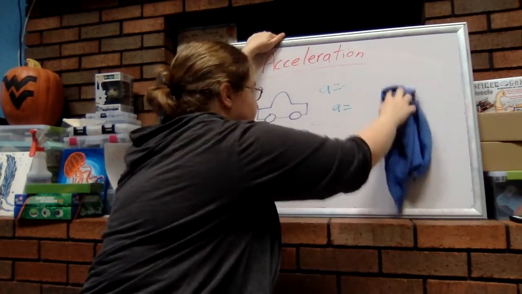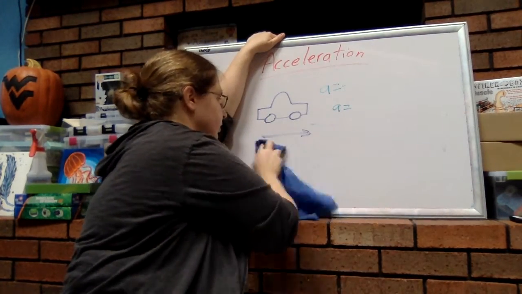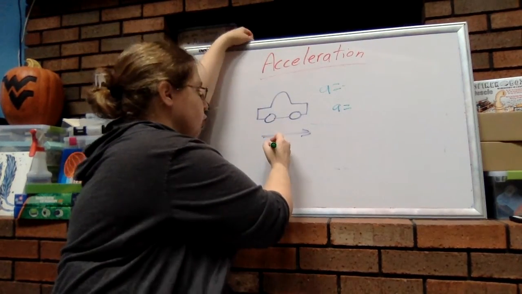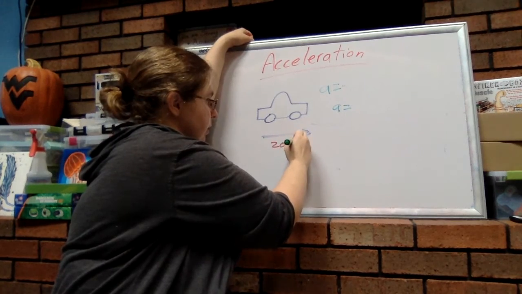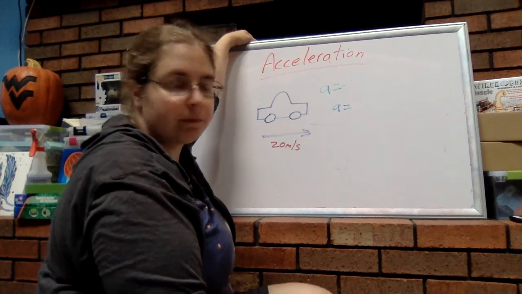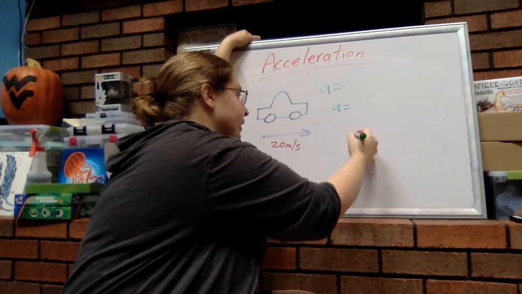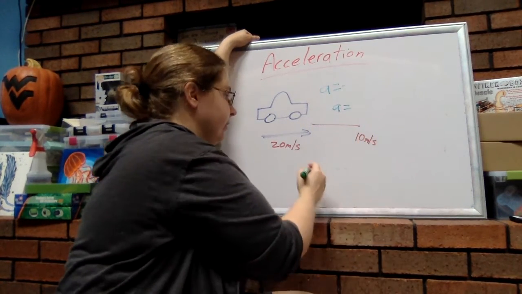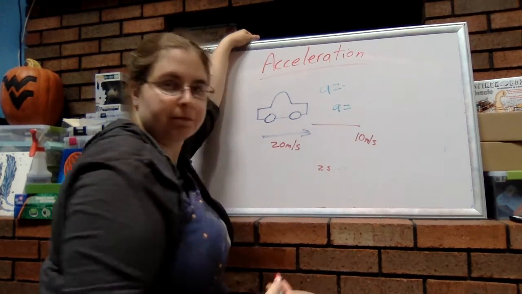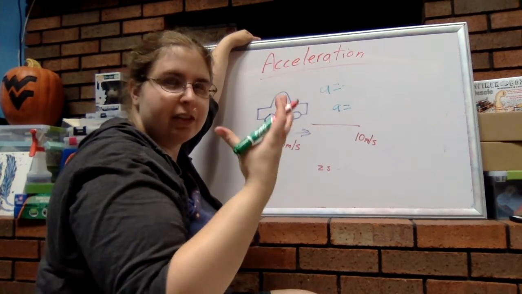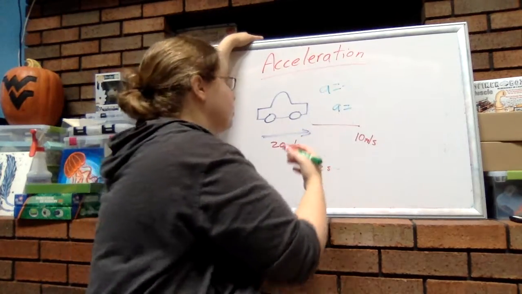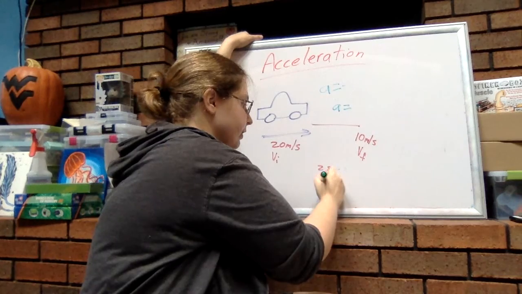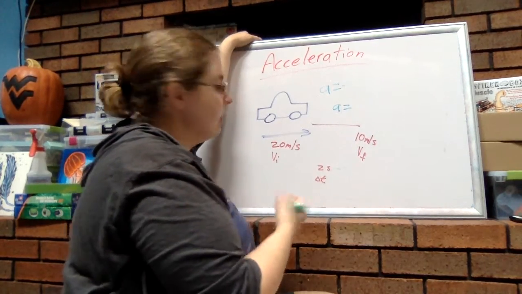What if it was already moving at 20 meters per second and it slowed down to 10 meters per second? So it took 2 seconds to do this. So this time it is slowing down. So that means that this is now the initial, this is now the final, and this is still the time. So let's plug it in.